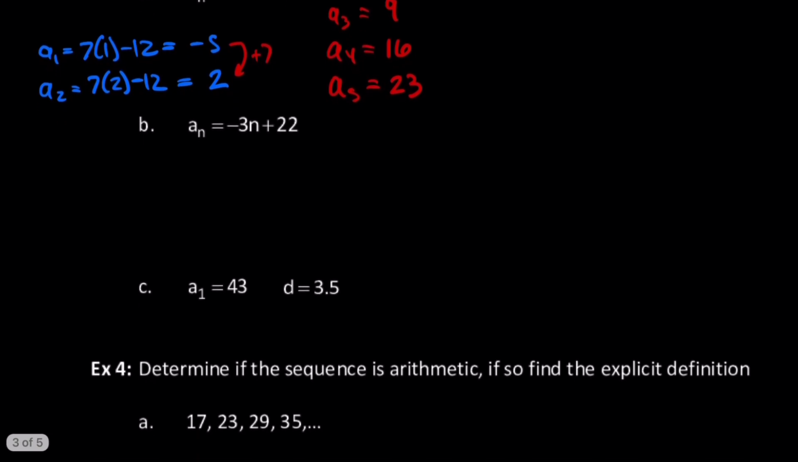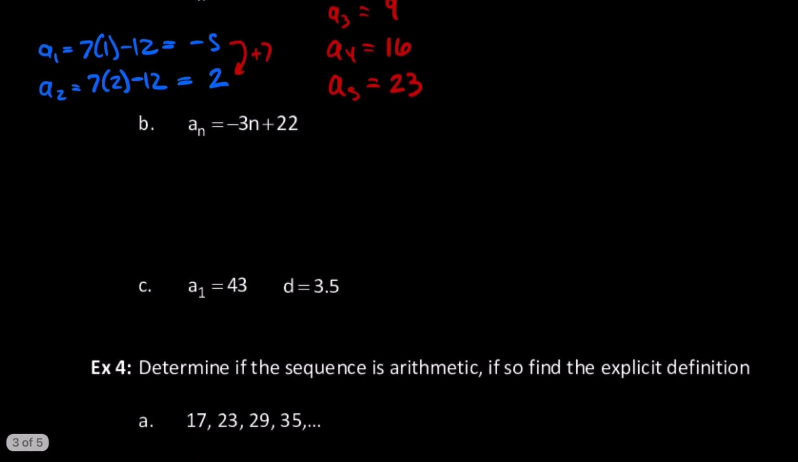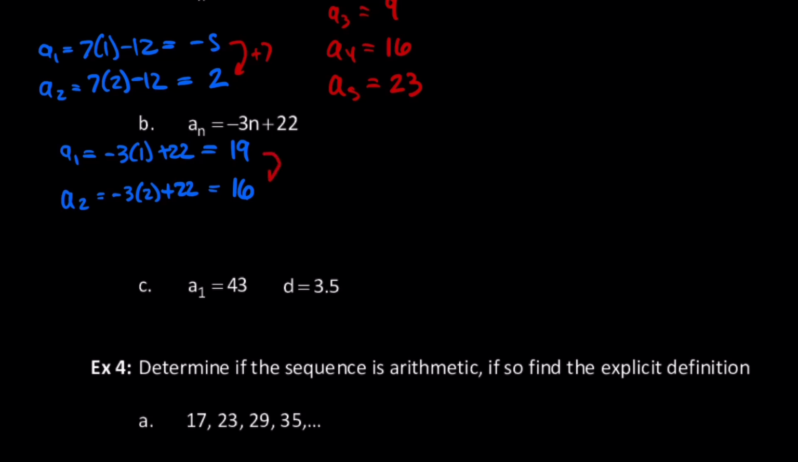Okay, so this one right here, a sub n equals negative 3n plus 22. So same thing. I want to start by plugging in, find a sub 1. What's negative 3 times 1 plus 22? So negative 3 plus 22, what's that, 19? A sub 2 is negative 3 times 2 plus 22. All right, so that's negative 6 plus 22. What's that, 16? So what's happening here? What's happening here is you're decreasing by 3 every time.